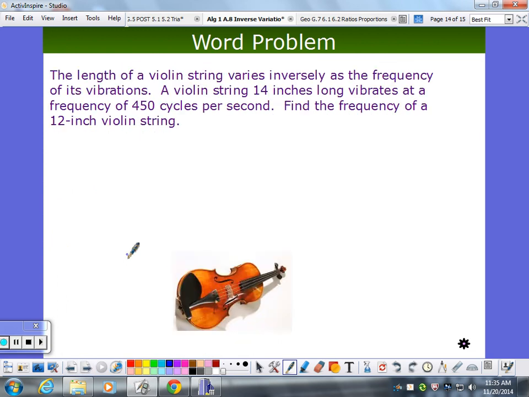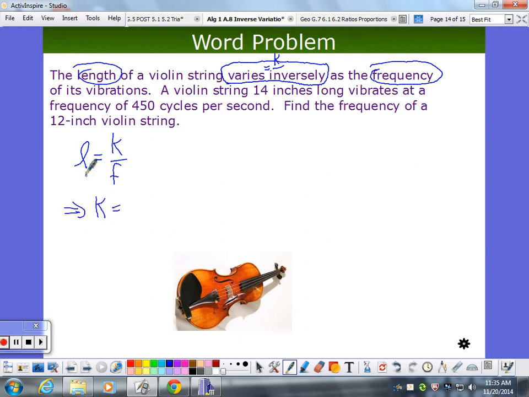Let's try this one. The length of a violin string varies inversely. You better be underlining this, because it's different whether you're varying directly or inversely. The inverse variation is equals K over. The length of a violin string varies inversely as its frequency. Length varies inversely over frequency. Let's turn that into K equals what? L times F. Always multiplying. It's easy. Always multiplying.